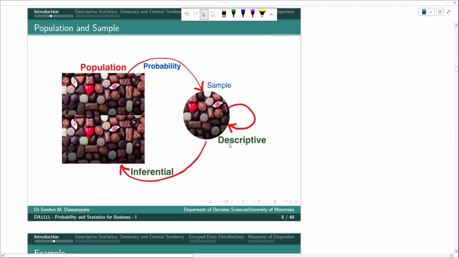I have given a little demo here. Imagine you look at the population of chocolates. So chocolates all around the world, or if you are interested in a particular brand, let's say brand one. So you have brand one, a population of chocolates.